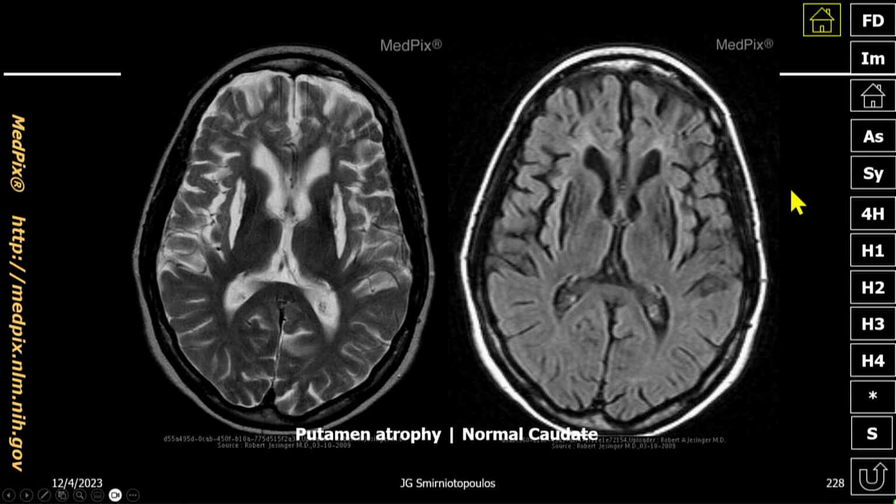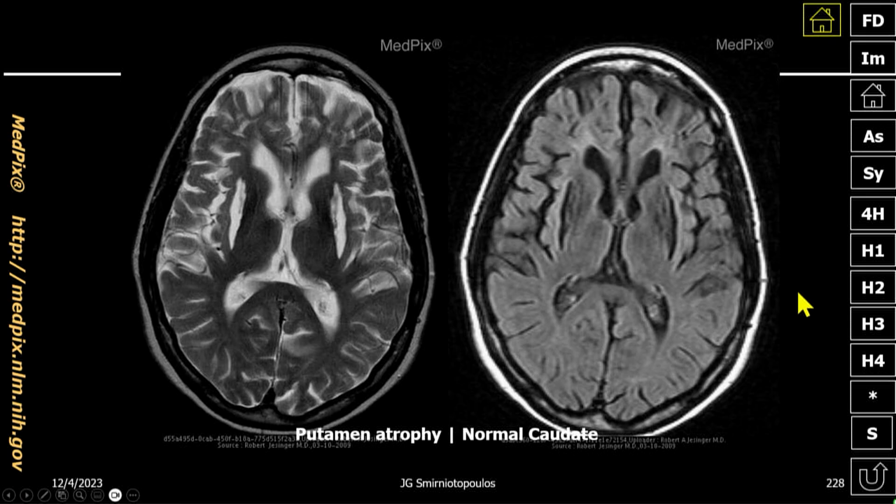This is a patient that had cortical blindness, and he survived his intoxication. And he has these slit-like fluid cavities where the putamina used to be. I want you to notice that the occipital lobes are actually okay here for this guy.